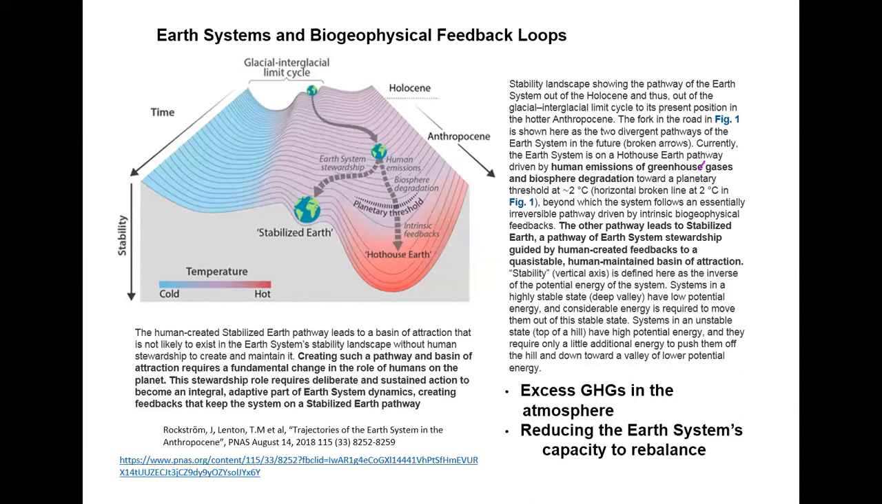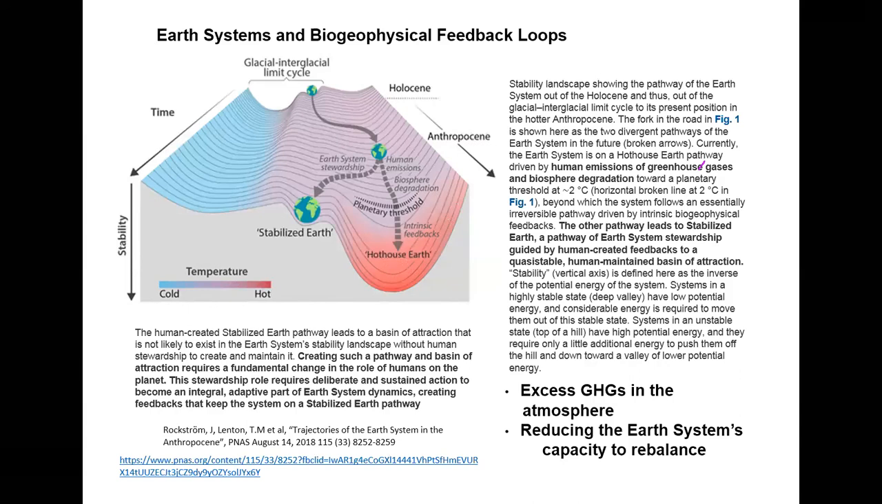So one path takes us to biogeophysical feedback loops that will inevitably tip the biosphere into hothouse Earth, in which life becomes impossible. The other is the choice for Earth system stewardship to a stabilized Earth through a human-created feedback loop. So it's important for us to accept the concept of feedback loops because it relates to the whole systems approach of ecological and permaculture design.